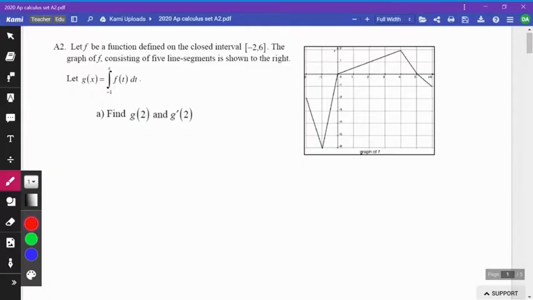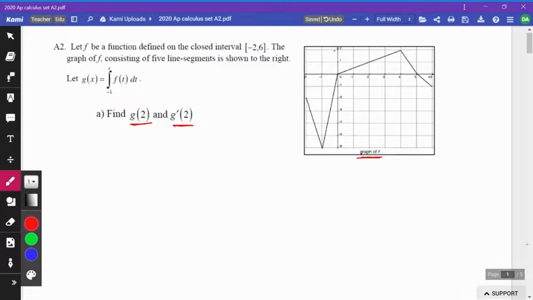Hey kids, this is going to be a quick description of how to do question A2. Not sure how quick it is, but let's just dive right in and see what's going on. So I have a graph right here. This is the graph of f, and I want to go through and figure out how to calculate g of 2 and g prime of 2.